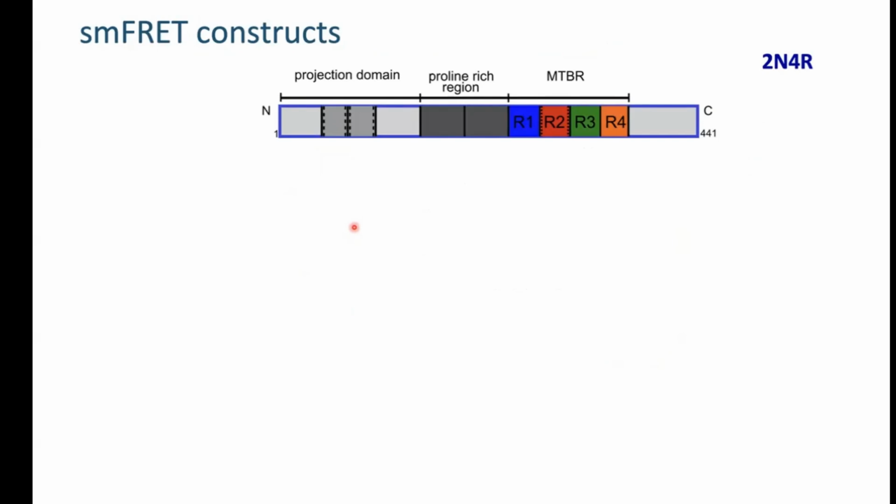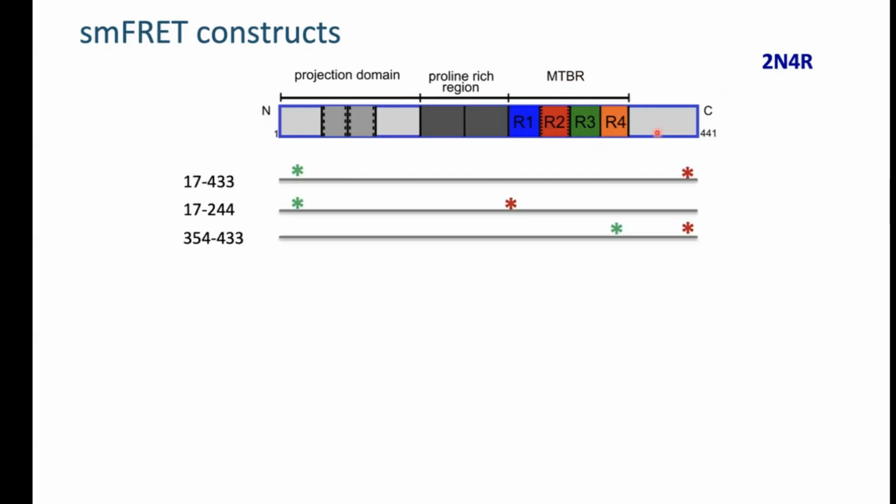So today, I will present just the longest isoform of tau, the 2N4R, as shown here. It contains three main domains: the projection domain, that, as the name indicates, projects away from microtubules. Then you have the proline-rich region, and also the microtubule binding region, the most important domain in tau, that directly interfaces with microtubules and also tubulin. So as you see, it's a long intrinsically disordered protein.